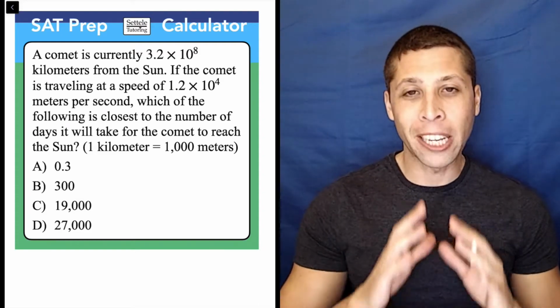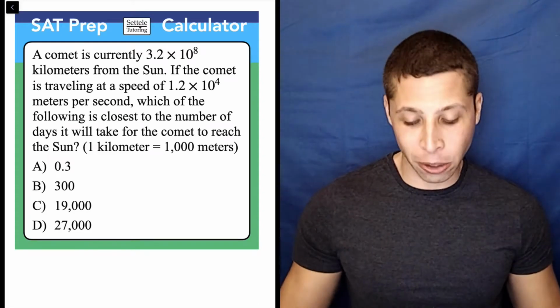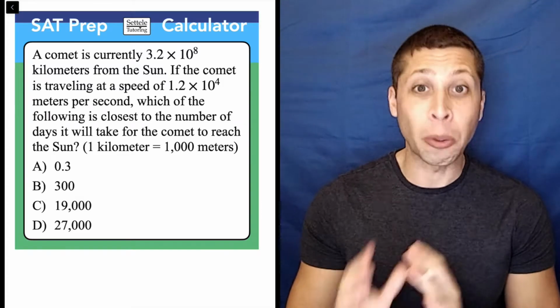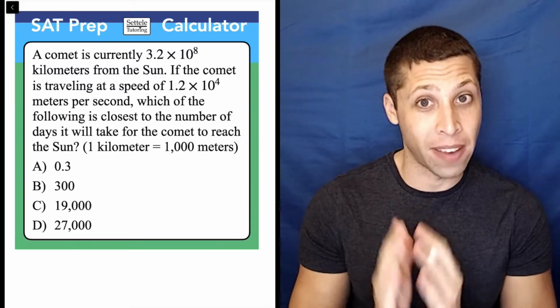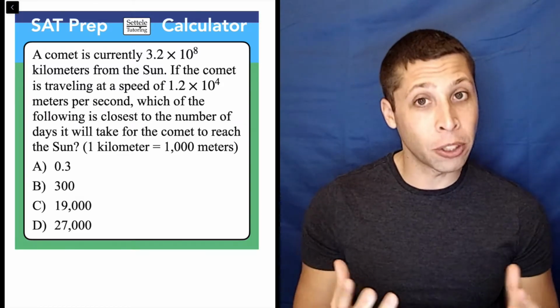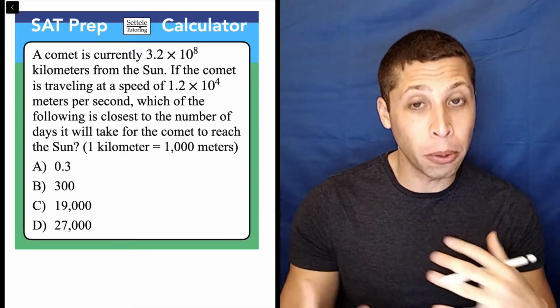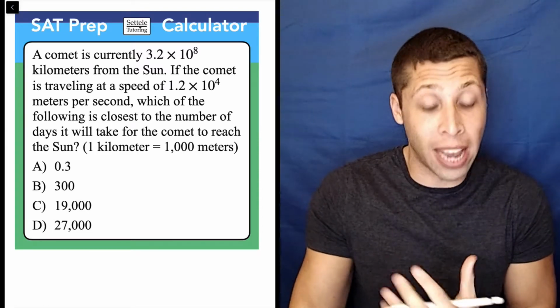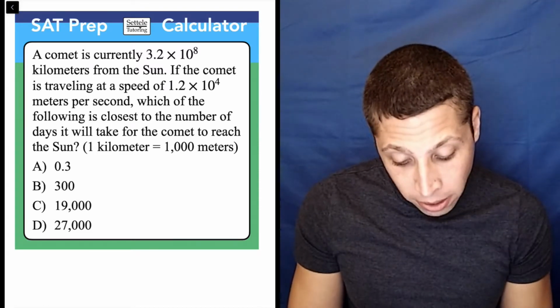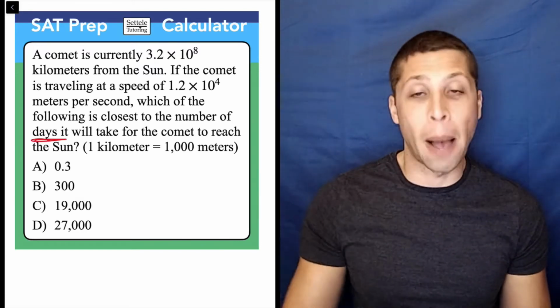This question is going to be a giant mess. It is so important to stay organized. So we have to make ratios, but the ratios are going to get messy very, very fast. My advice when you get unit conversion is start with something kind of simple. Usually it's what the question is asking. So in this case, they want the number of days it will take for the comet to reach the sun.